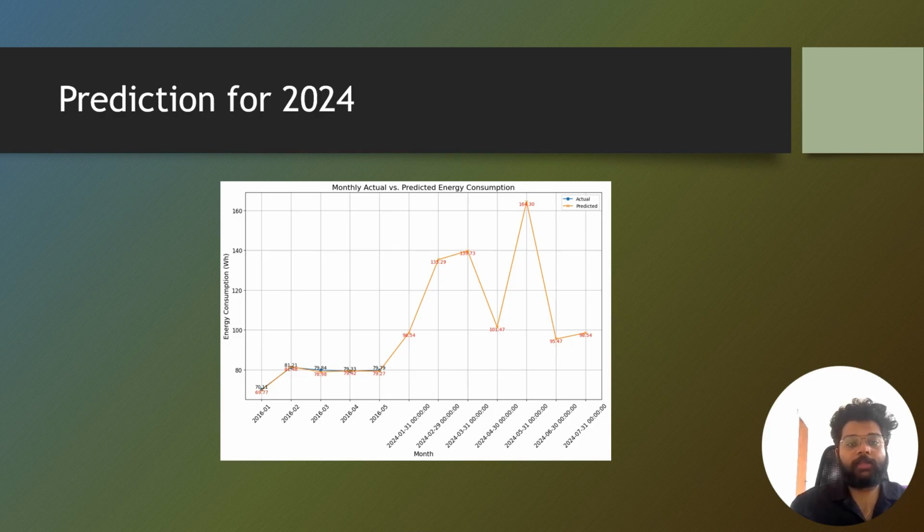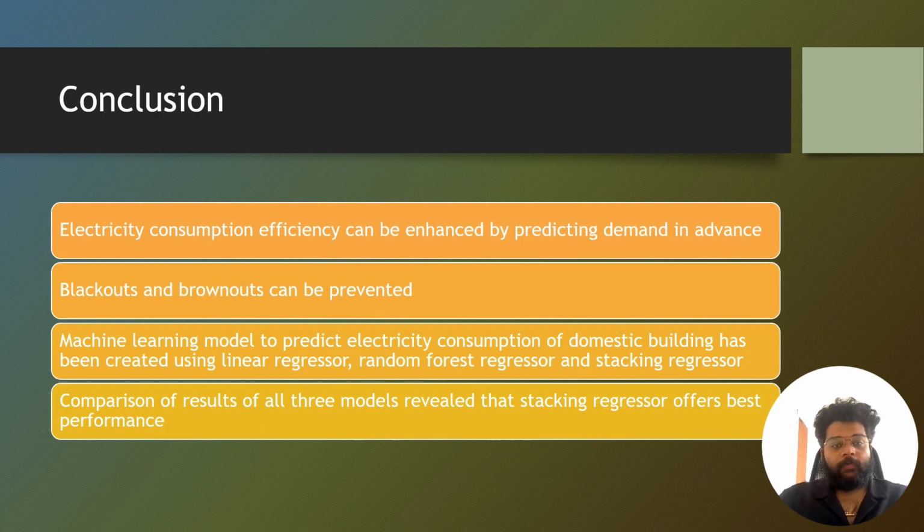The highest energy consumption is predicted in the month of May. The project can be highly significant in enhancement of electricity consumption efficiency of buildings by predicting demand of electricity in advance. This can help to avoid brownouts and blackouts.